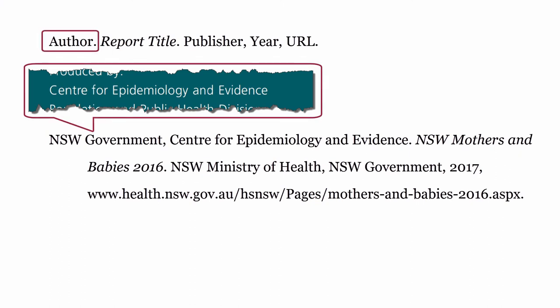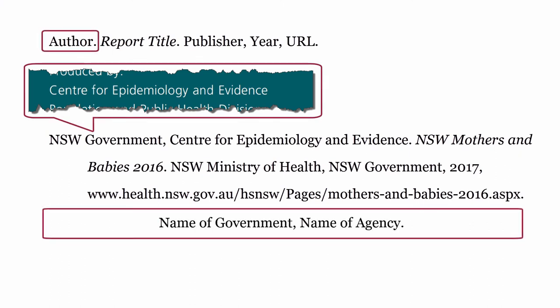Author. When an entry starts with a government agency as the author, begin the entry with the name of the government, followed by a comma, and then the name of the agency, then a full stop.